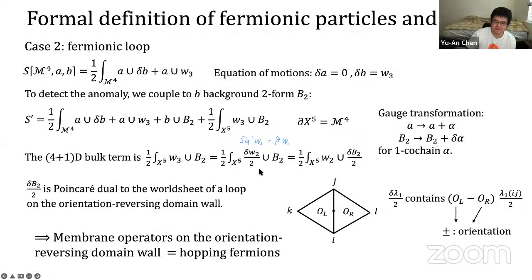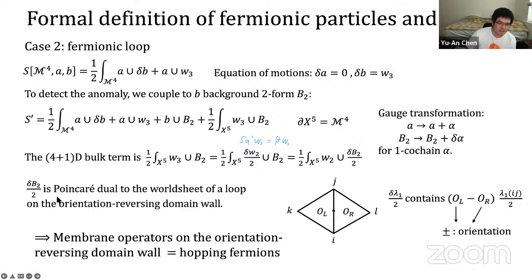And we can integrate by parts. We move this delta to the right side, so it becomes W2 cup delta B2 divided by 2. From the previous argument, we know that W2 cup something means that something is a fermion. So we need to understand the meaning of delta B2 divided by 2.